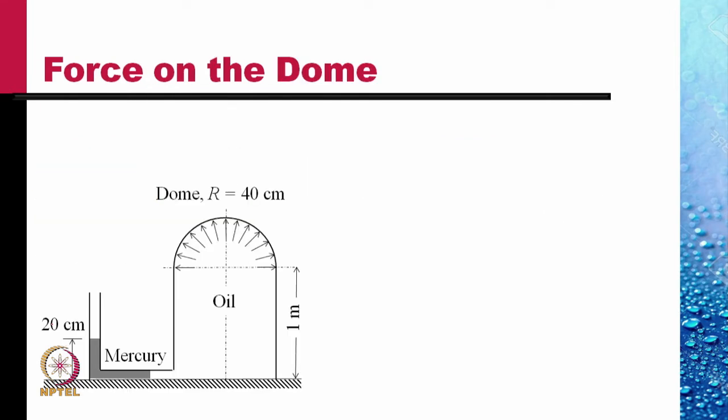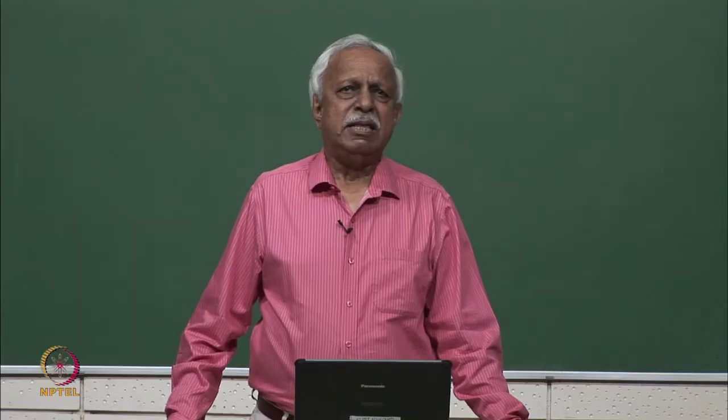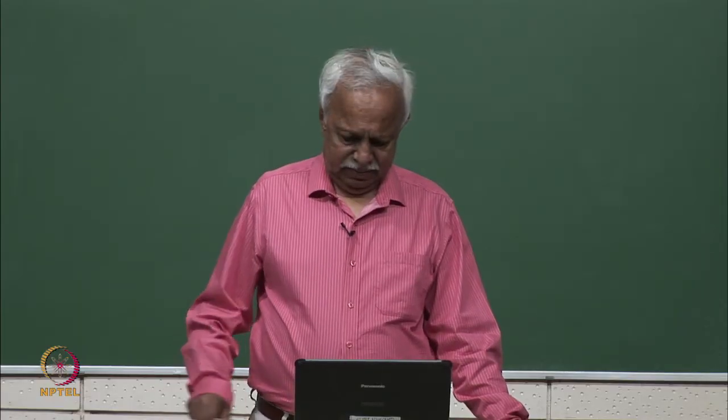Let us consider the next example, the force on a dome of an oil tanker. It is a cylindrical oil tanker with a hemispherical dome on it. It contains oil, and the pressure of this is measured by a mercury manometer rising to a height of 20 centimeters. So first we will find out the pressure at the bottom of the tank.